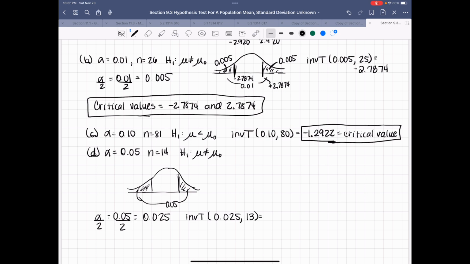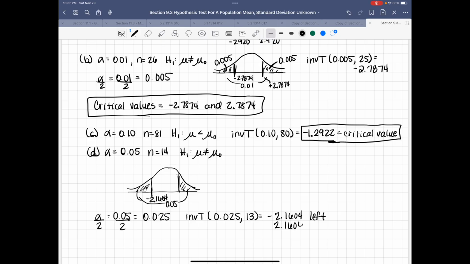When I put that in the calculator, I do get negative 2.1604. So that's my left. That's the left, which means, since it is symmetrical, that the right is going to be a positive 2.1604. Okay, and those are going to be my critical values.